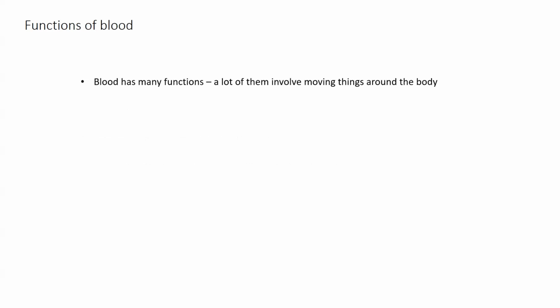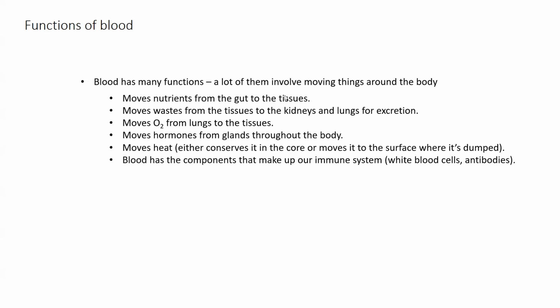So what are the functions of the blood? There's a lot of them, and mostly it involves moving things around the body. That's really one of the main functions of the blood. That includes moving nutrients from the gut to the tissues, moving waste from tissues to the kidneys and lungs for excretion, moving oxygen from the lungs to the tissues, moving hormones around from the glands throughout the body, moving heat to the surface of the body where it can be dumped, or storing it in the core where it's conserved.